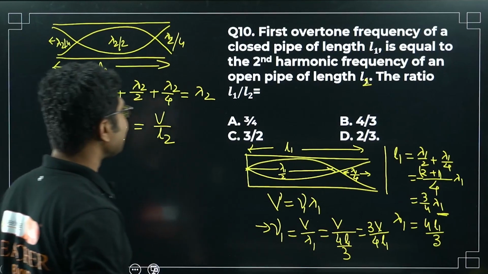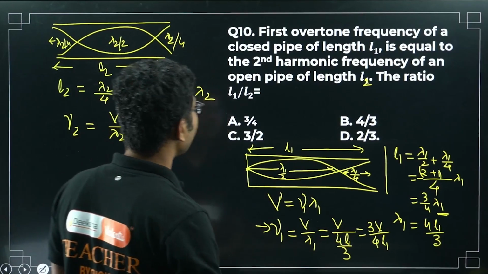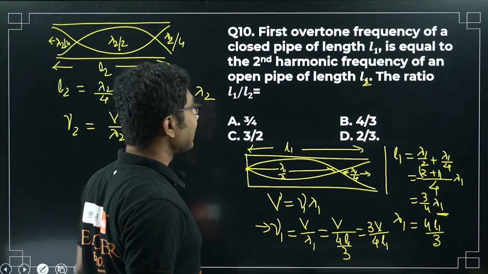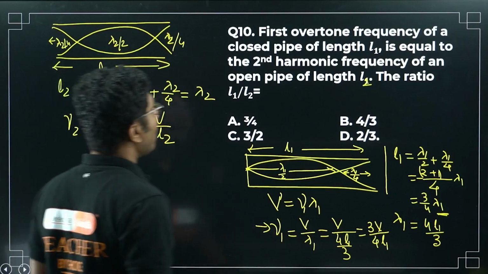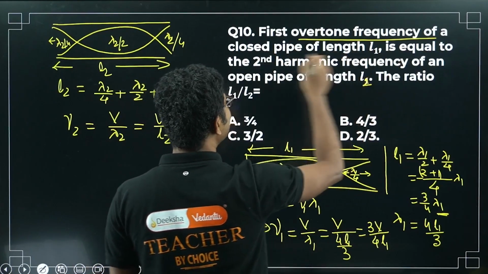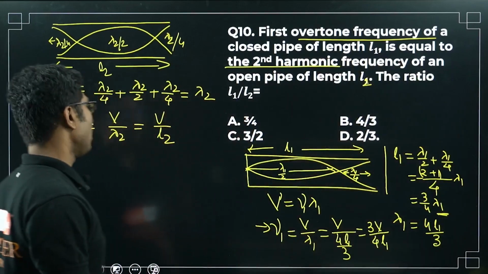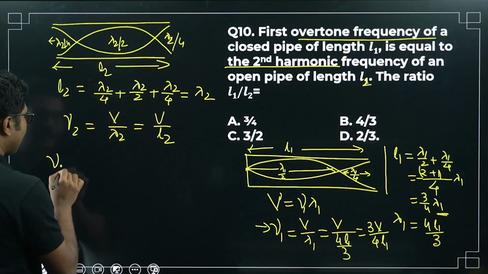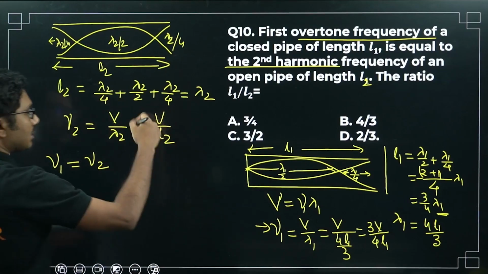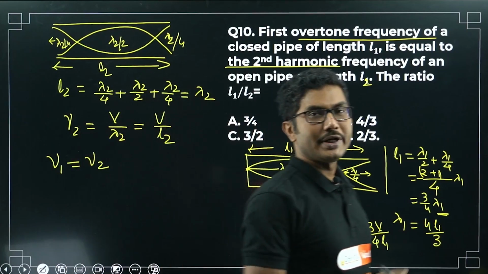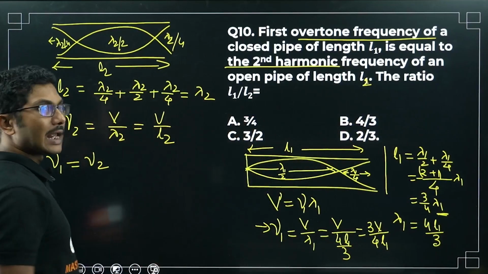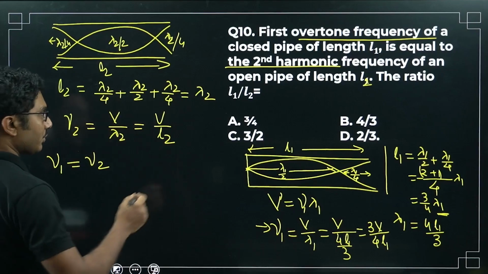Now they have asked you to find the ratio of L1 by L2. How can we do that? What is the relationship between nu 1 and nu 2? The first overtone frequency of a closed pipe of length L1 is equal to the second harmonic frequency of the open pipe. So they have given you that nu 1 equals nu 2. Now put the values. The speed of sound in a particular medium will always be constant, right? So V will be constant no matter what type of pipe you are using. So let's put those values.